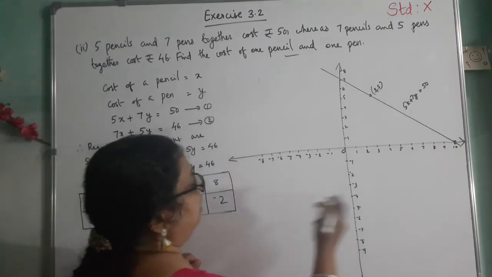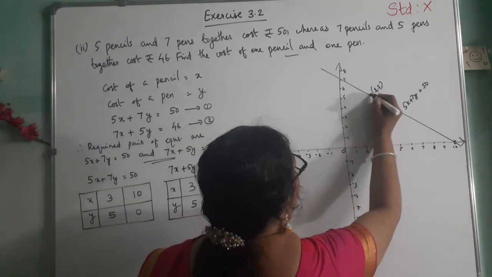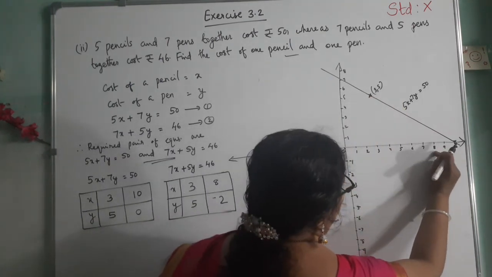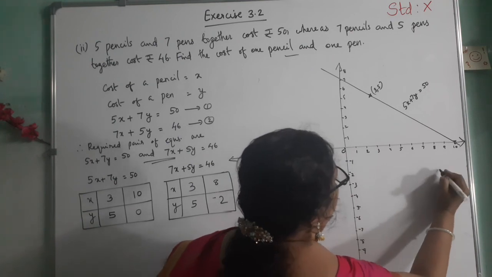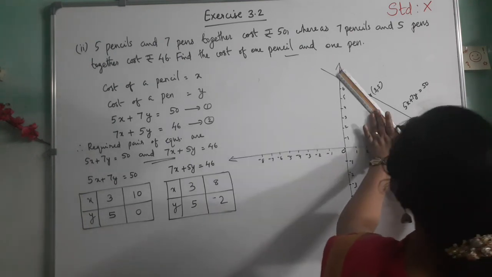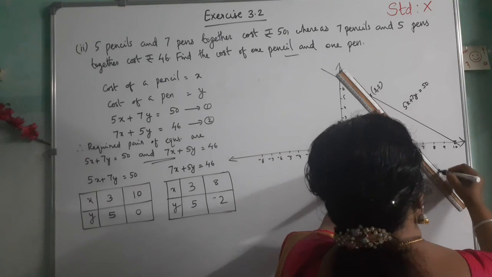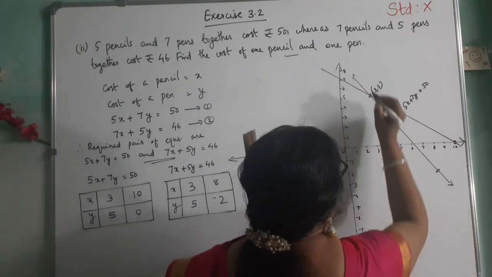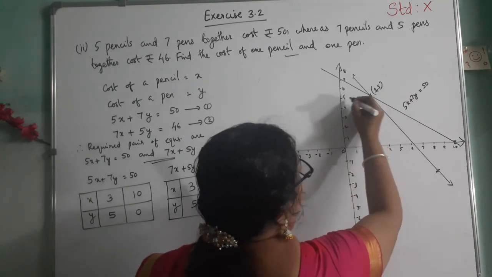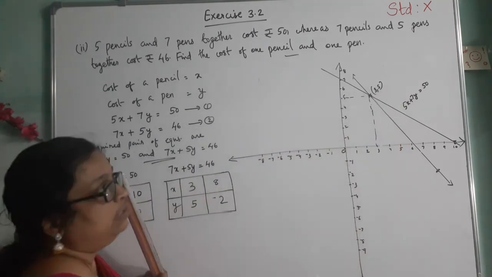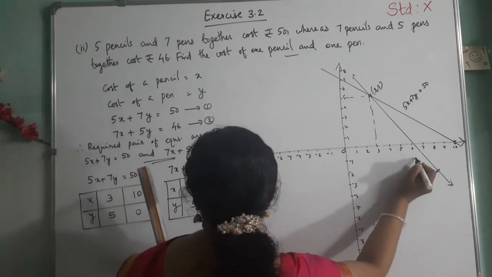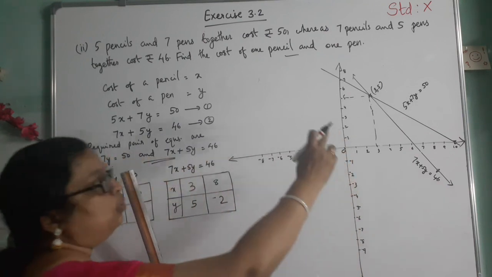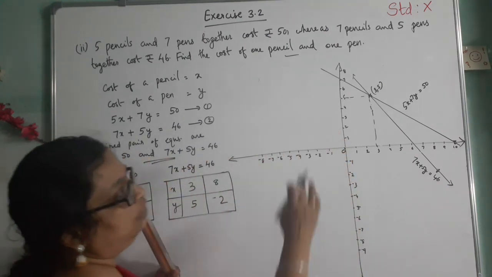Next, 3 and 5, so 3 here, (3, 5), the same point. Then 8 and minus 2, here 8, then minus 2 is here. So we can draw in this way. When we draw these two lines, this line is 7x plus 5y is equal to 46. So 2 points we take and draw these lines.